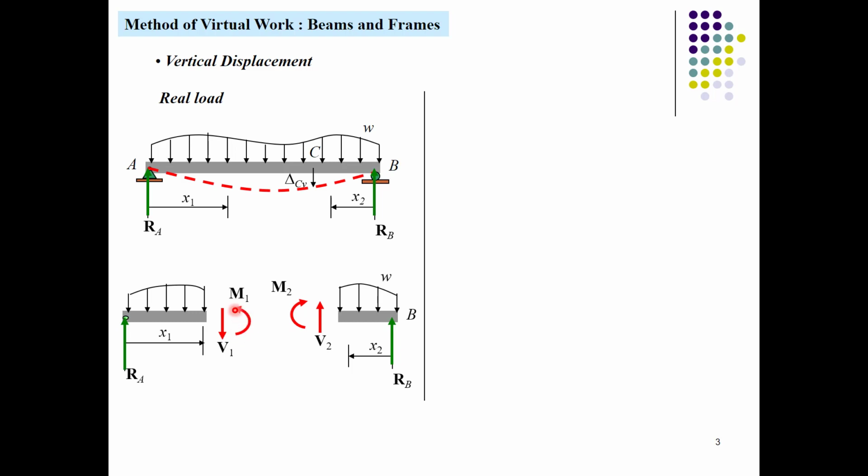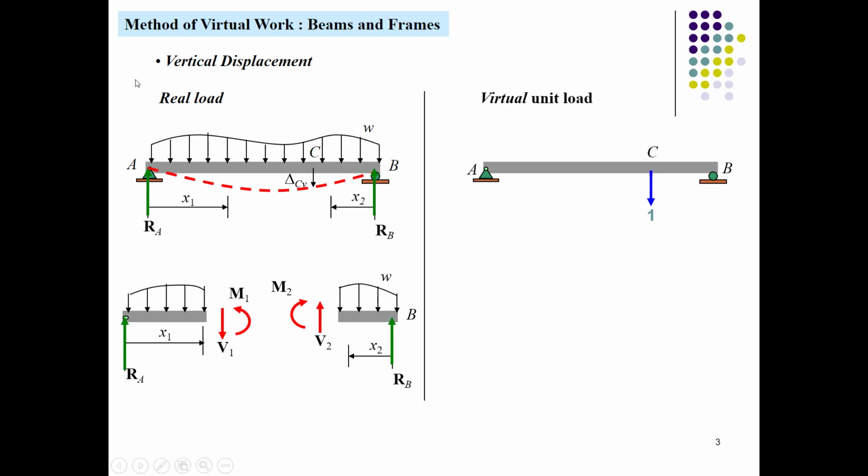If we go toward the left of the section, the convention would be conversely opposite, which is clockwise moment and upward forces will be taken as positive. So we will apply the virtual load on the beam at the point C and try to find out the vertical displacement.